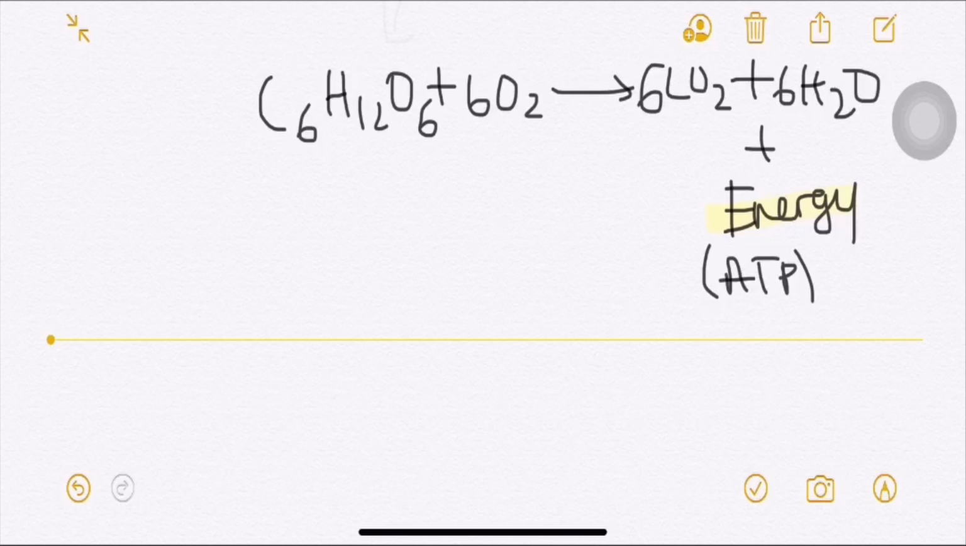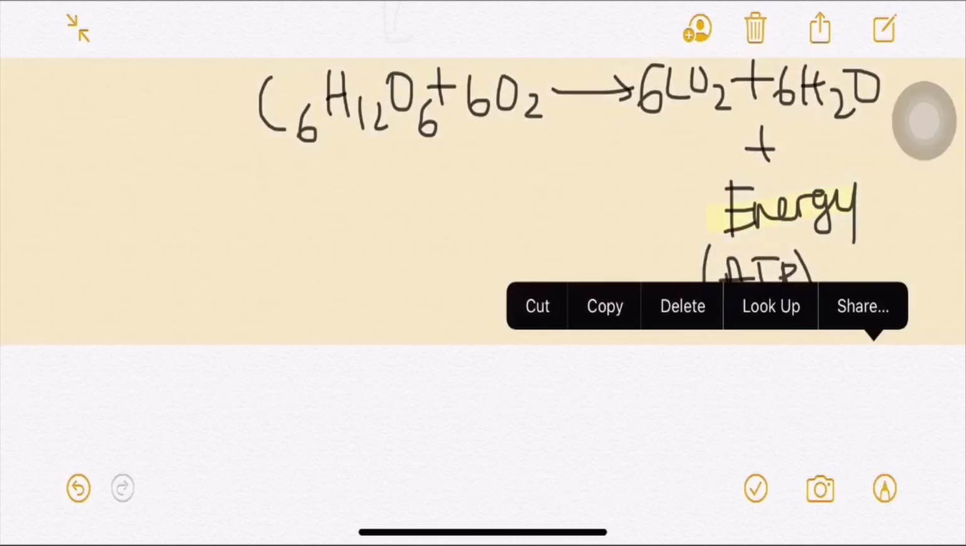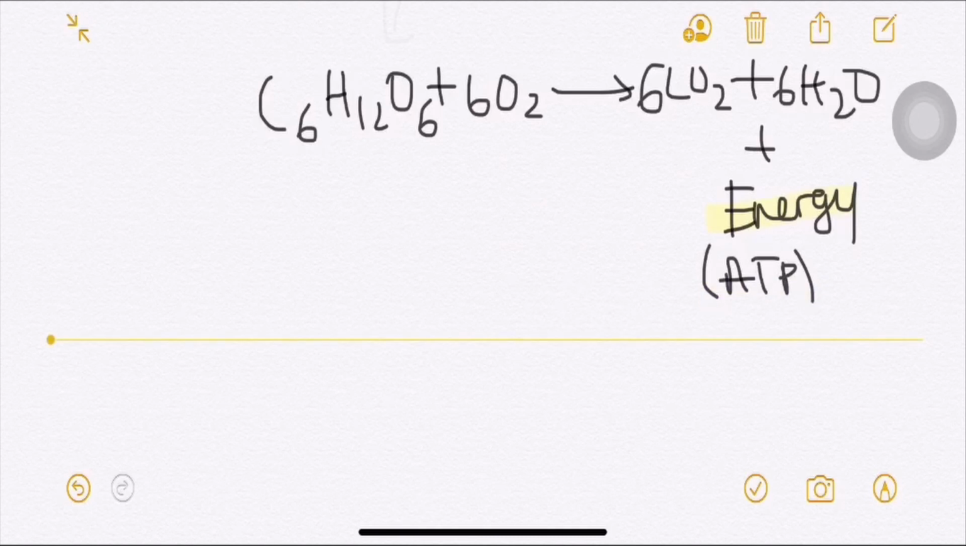Alright, so that is the energy that is produced in the mitochondria. So the mitochondria is the powerhouse of the cell. A fun tip is that a higher amount of mitochondria is found in cells that require a higher amount of energy. For example, like the muscle cells.